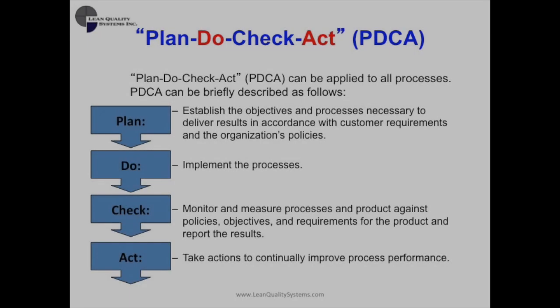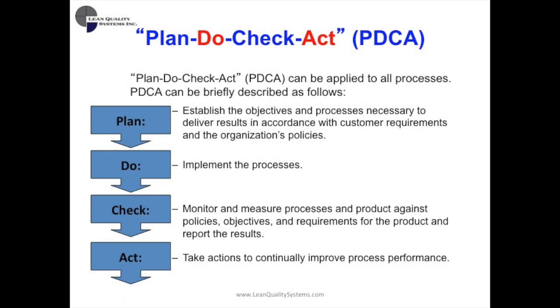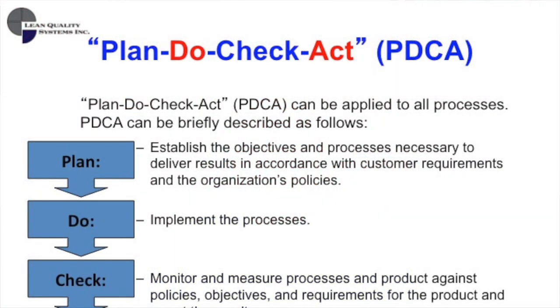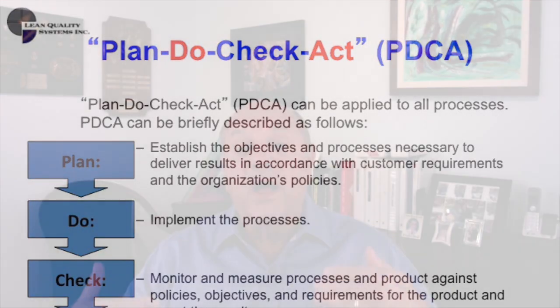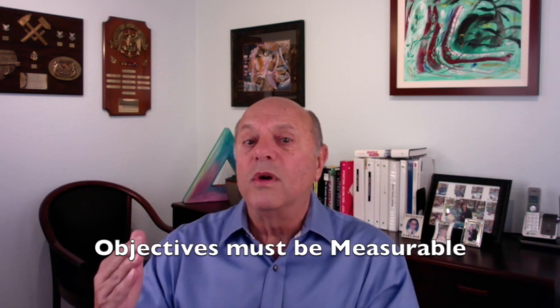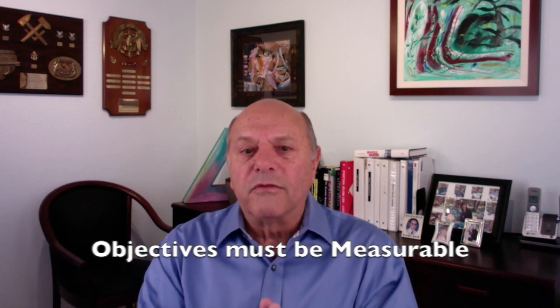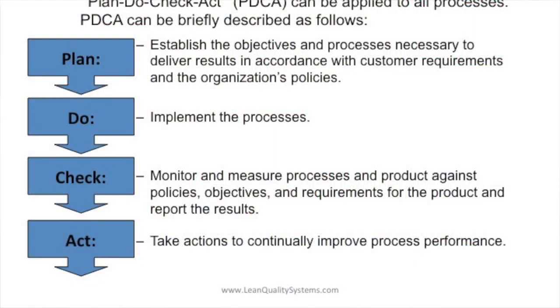The plan, do, check, act, the PDCA has a lot to do with everything. We plan what we're going to do. We establish the objectives and processes necessary to deliver results in accordance with the customer requirements and the organization's policies. So when we establish objectives, remember, objectives always have to be measurable. We can't establish an objective if we can't measure it. And then do it. We implement a process. And then we check that process.